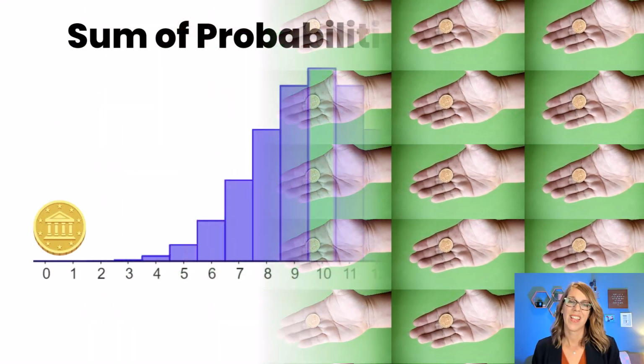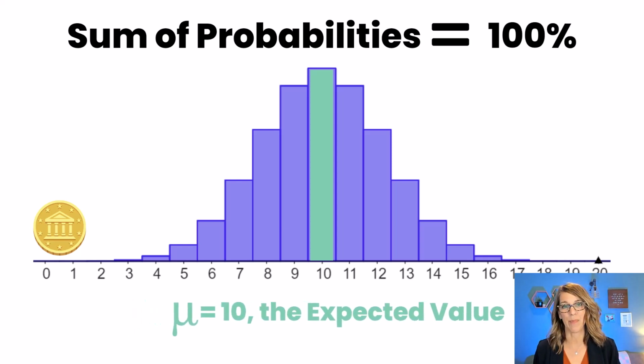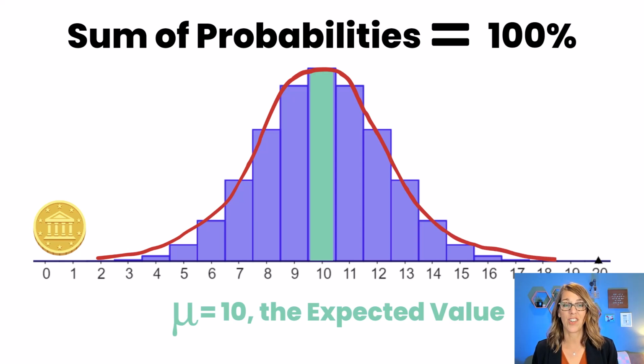Now let's say that you're flipping 20 coins. How many tails do you expect to get? If you said 10, you are absolutely correct. 10 is that expected value. And again, the sum of those probabilities is 100%. You'll notice that this is starting to look like a bell-shaped curve. And the bell-shaped curve has the same properties that we're seeing here with this probability distribution.